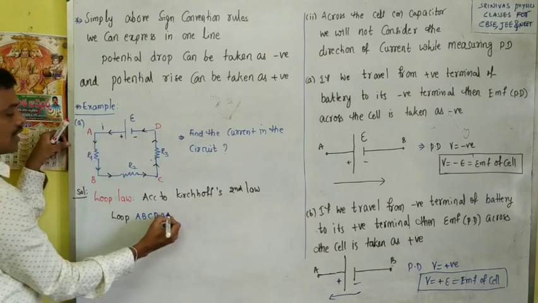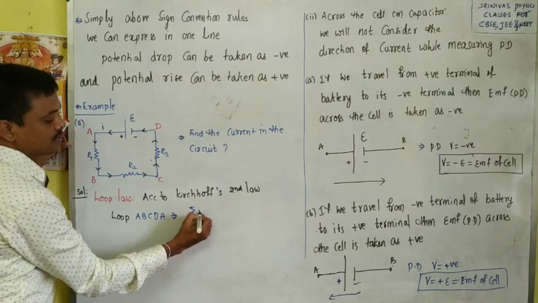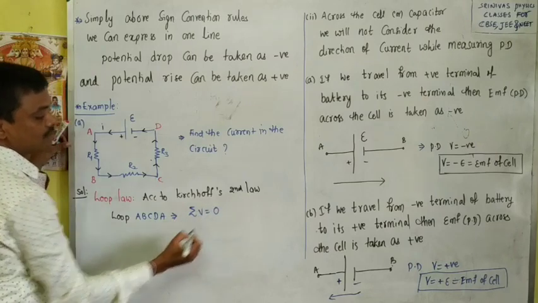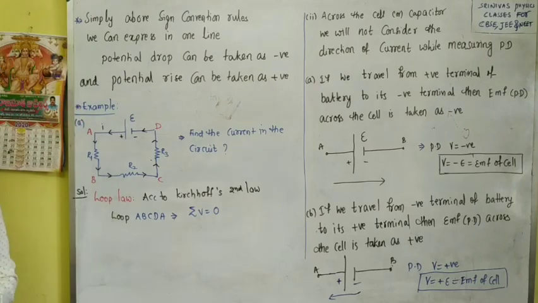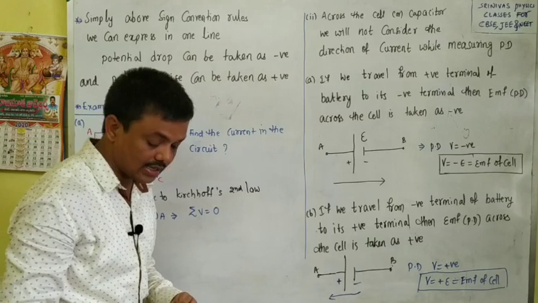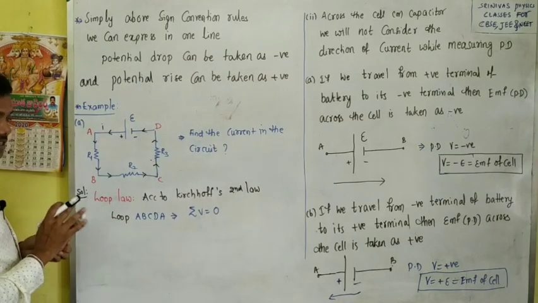In this loop, I want to apply Kirchhoff's second law, right? Now, what is Kirchhoff's second law? The algebraic sum of potential differences and EMFs is equal to 0. Simply, we write the algebraic sum of potential differences equal to 0. No need to mention the EMF separately, because EMF is also a potential difference, right? Okay, the algebraic sum of potential differences is equal to 0.